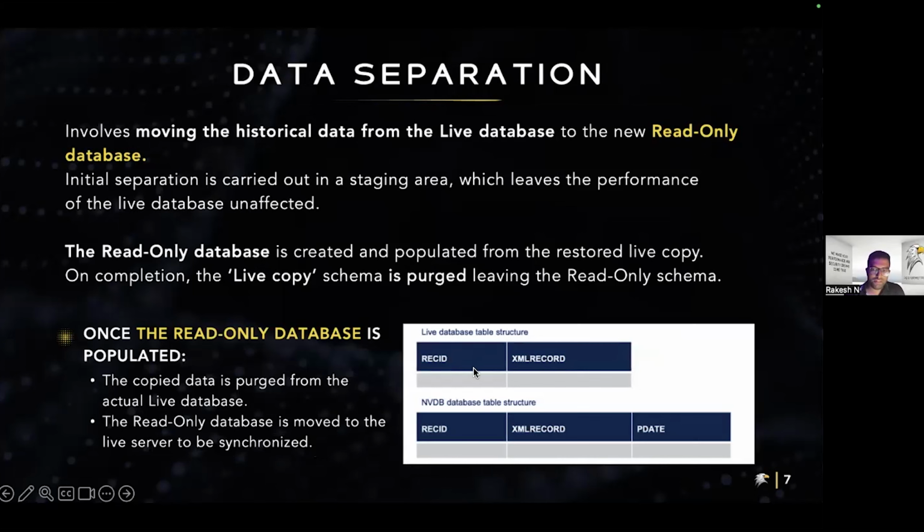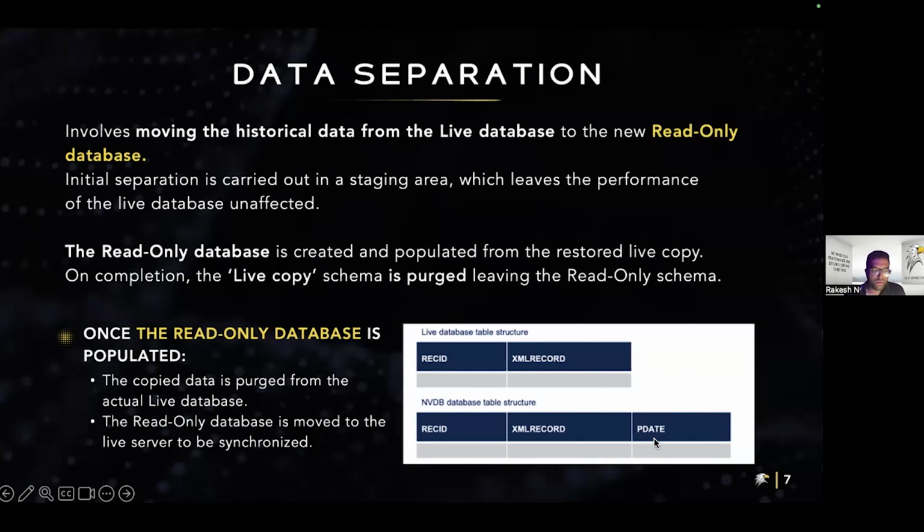In the live database structure, we have record ID and XML. In non-volatile, we have another value as well, called pdate. pdate is nothing but the date on which the records will start to move from live to RO. Live retention is also a key aspect to consider. Suppose, for example, funds transfer: we consider a value date or booking date, any date, as the pdate, and give a live retention of 3 months. I'll explain that in the next slide clearly.